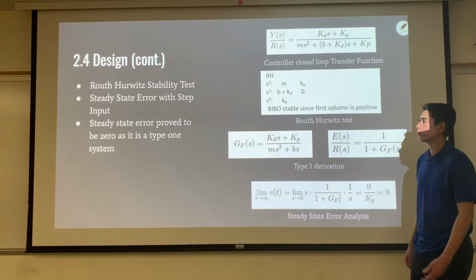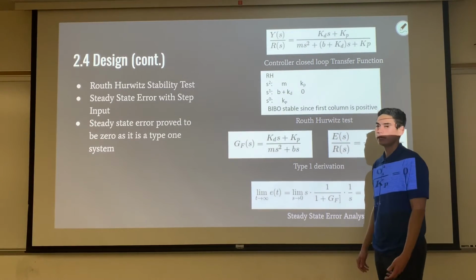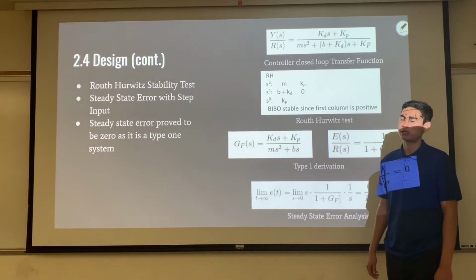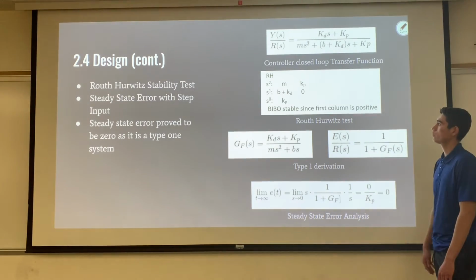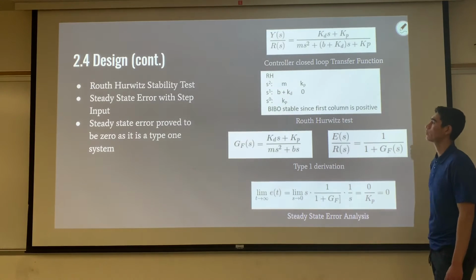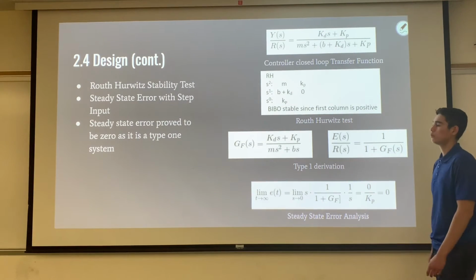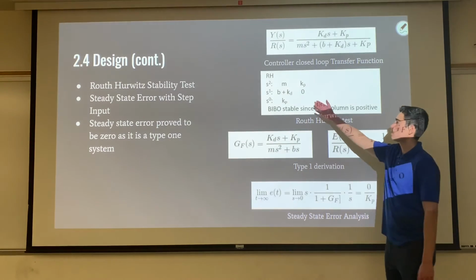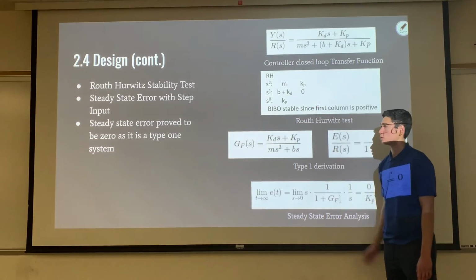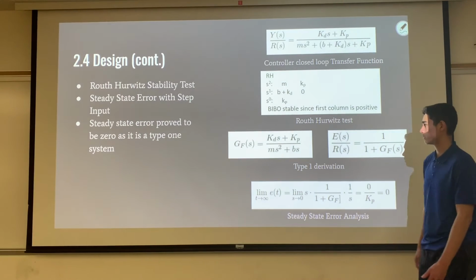In order to further implement our system, we decided to make sure that our controller would create a stable system. We took a simple Routh-Hurwitz test in which we took the denominator of our controller closed loop transfer function, and we used Routh-Hurwitz in order to prove the system would be bibo stable. As you can see, the left half column of this array is positive, therefore proving the system is stable.